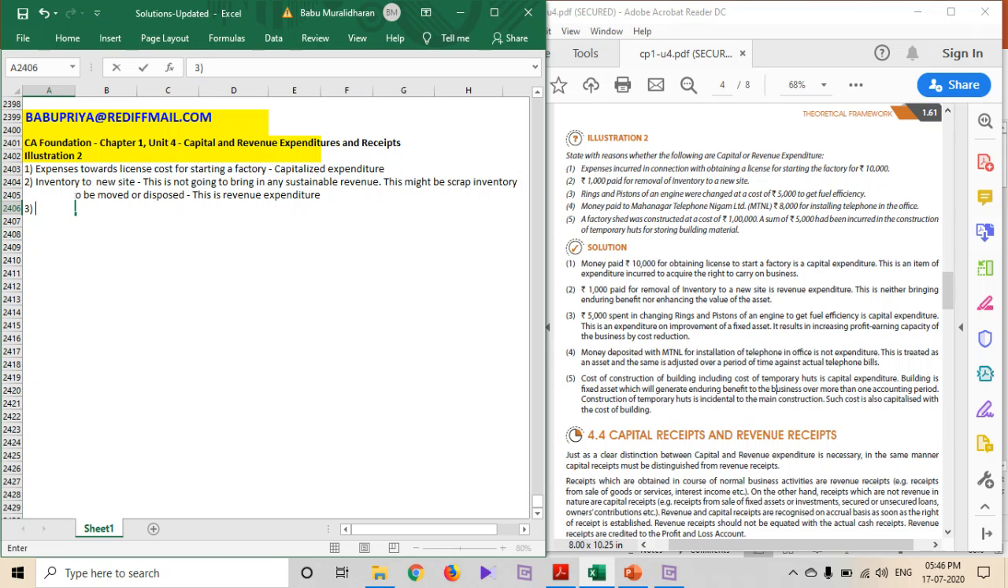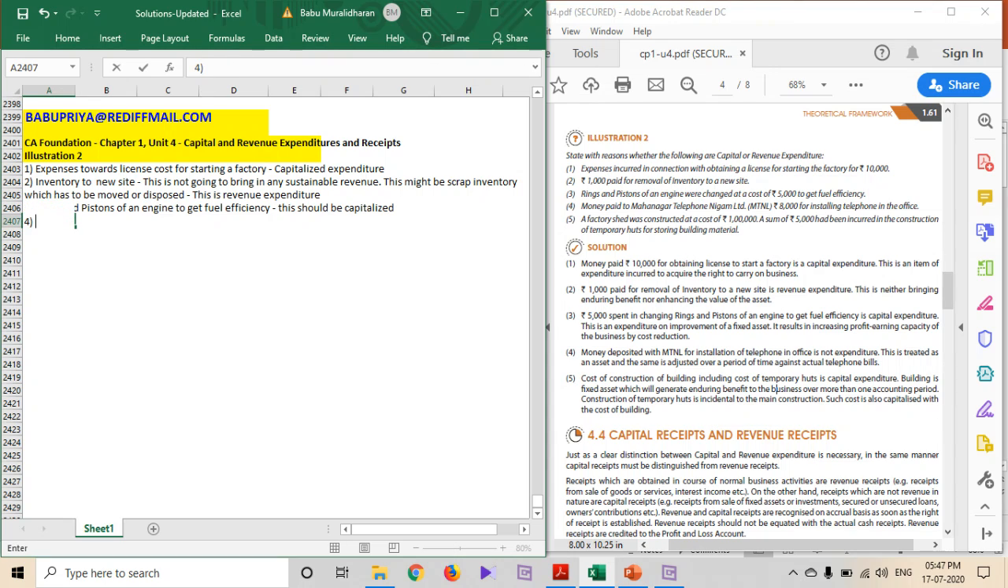Third one: rings and pistons of an engine were changed at a cost of rupees 5,000 to get fuel efficiency. See, to get fuel efficiency, which is a long-lasting solution for inefficient fuel or for reducing expenses in future, we are investing, right? Rings and pistons. The benefit is going to move to multiple periods. Rings and pistons of an engine to get fuel efficiency. It should be capitalized. Yes.